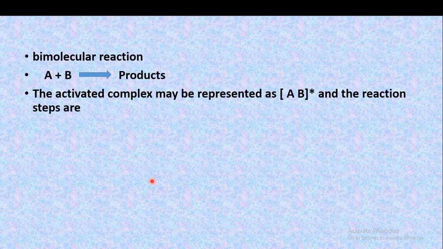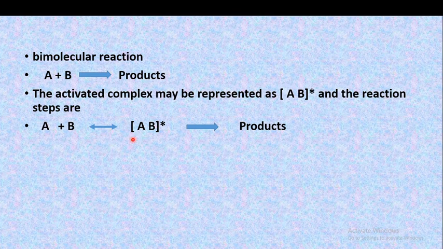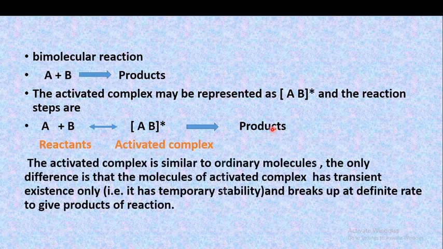For a bimolecular reaction A plus B gives products, the activated complex can be represented by AB star. The steps are A plus B gives AB star, that is the activated complex, and this activated complex gives products. Here A plus B are the reactants, AB star is the activated complex, which is converted into products.